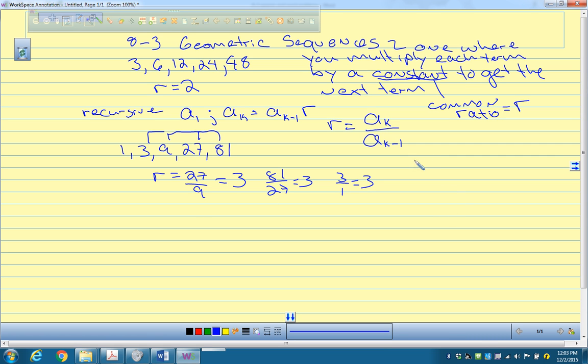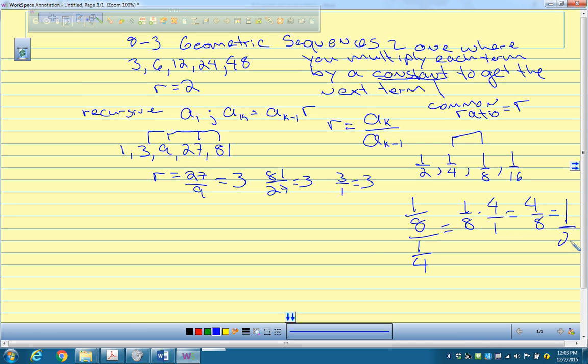So what if I have one that looks like this: 1/2, 1/4, 1/8, 1/16. Is that geometric? Yes. How would I find the common ratio? You're multiplying by 1/2. If you did not know that, you can divide any two terms. So if I divide 1/8 by 1/4, I can copy, dot, flip. So I would get 1/8 times 4 over 1, which is equal to 4/8, which is equal to 1/2. That's R.